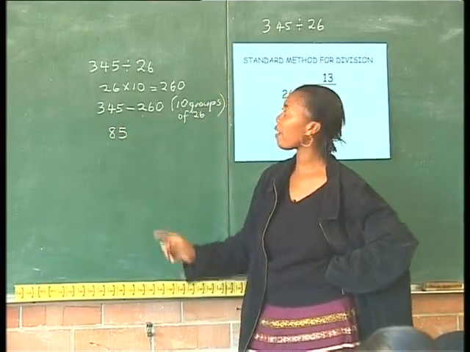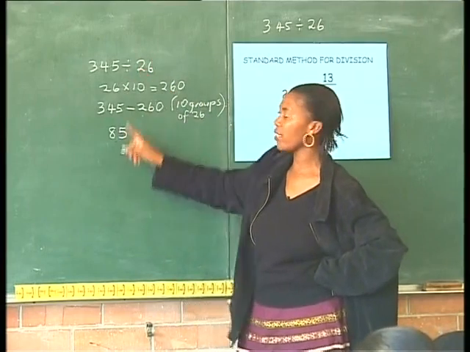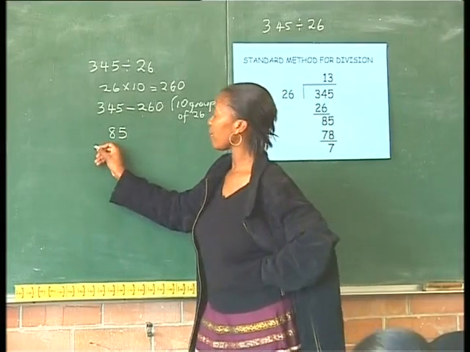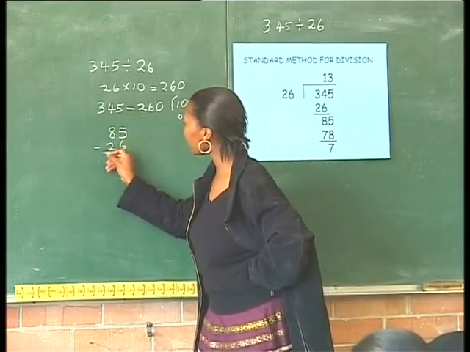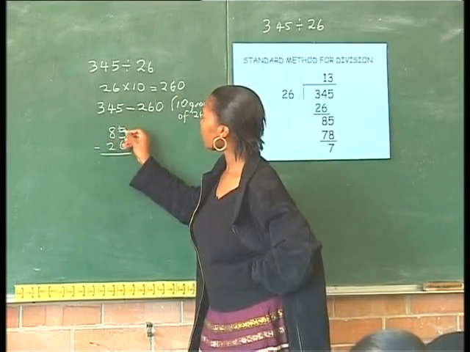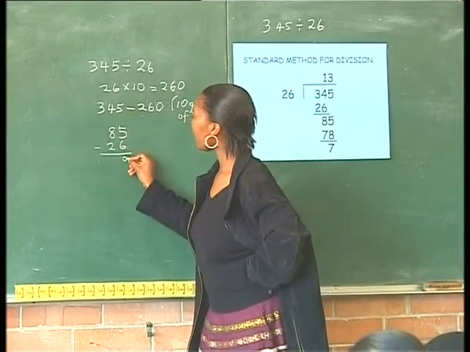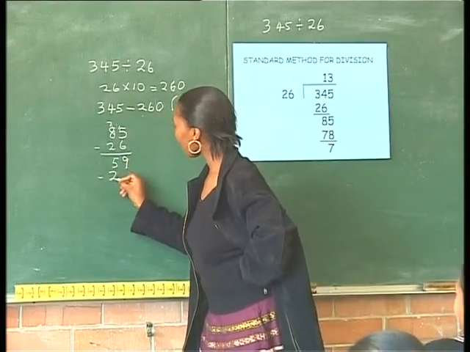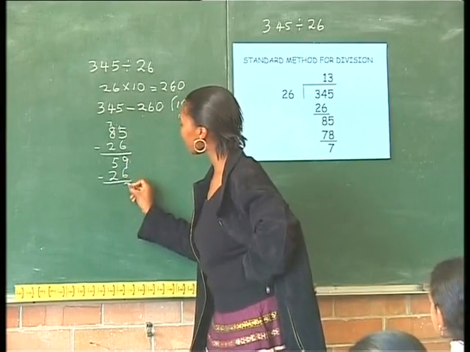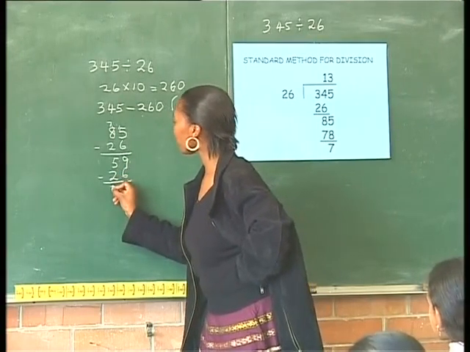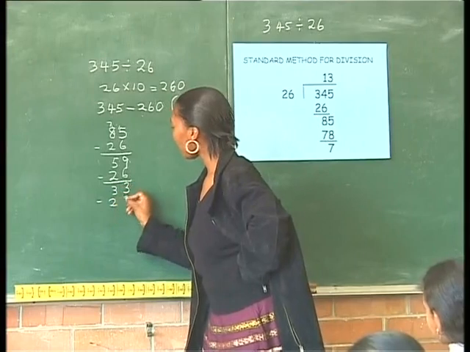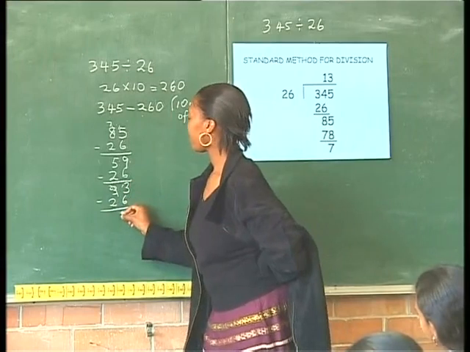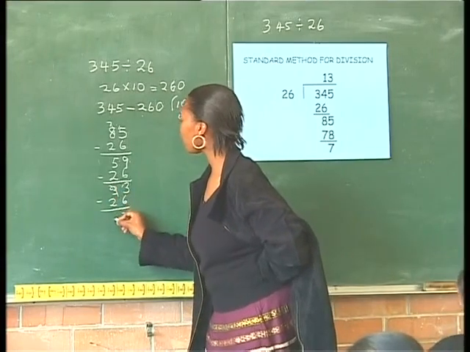Now from the 85, let's take away as many 26 as possible. How many 26 can we take away from 85? So the easiest way, we can take out 1 26 at a time and see how many. So it's 15 minus 6, which is 9, and 7 minus 2, which is 5. Let's take away another 26. 9 minus 6 is 3. 5 minus 2 is 3. And let's take away another 26. 13 minus 6 is 7, and 2 minus 2 is 0.